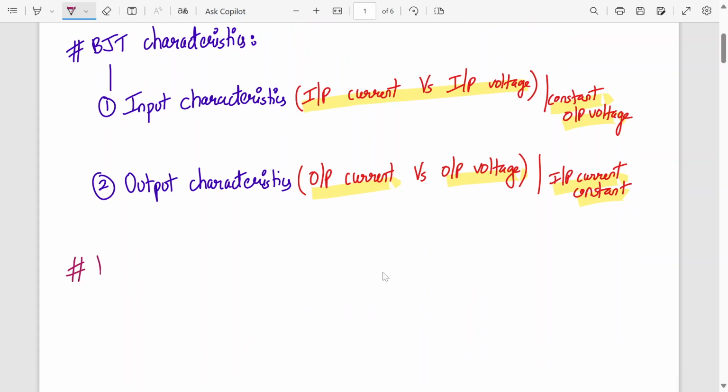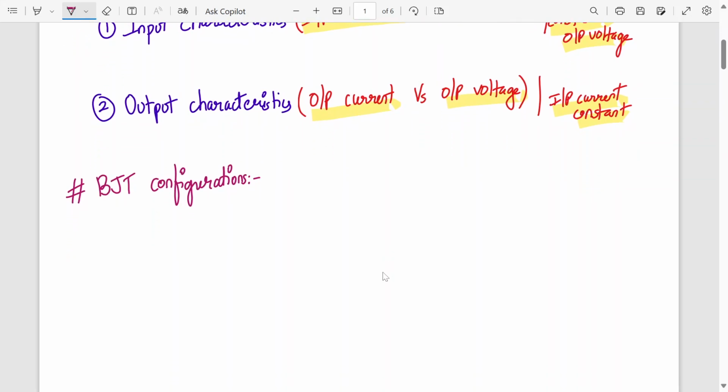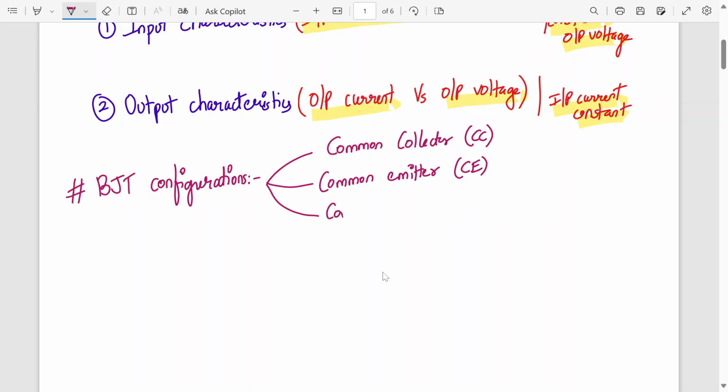Next we go for BJT configurations. So the way we connect the BJT, it has three configurations. So the three configurations are common collector, short form we call it CC configuration. Then we have common emitter, the most famous and widely used for amplifier configuration. And then we have common base, CB.